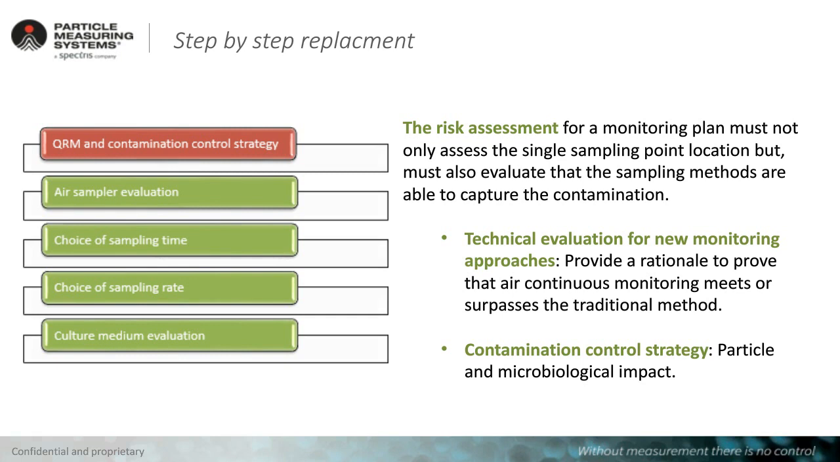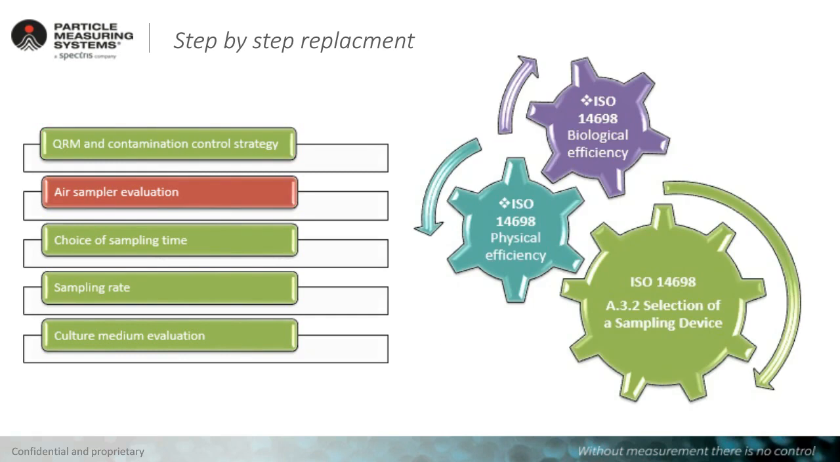When you're looking into selecting air samplers, it is important to use the concepts of ISO 14698, especially biological and physical efficiency, of course, and then, of course, looking into chapter 8.3.2, where it is described how to select a sampling device. Alternatively, you could look in the upcoming European draft 7141, which will help you as well in finding the right air sampler for your need.